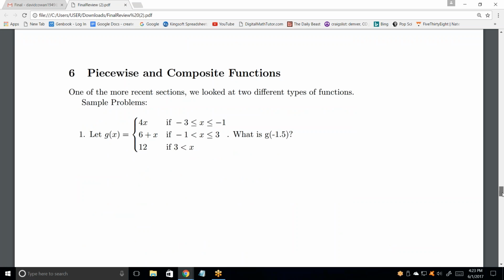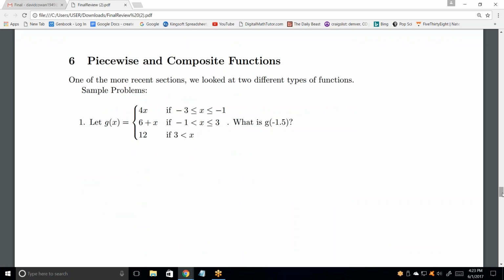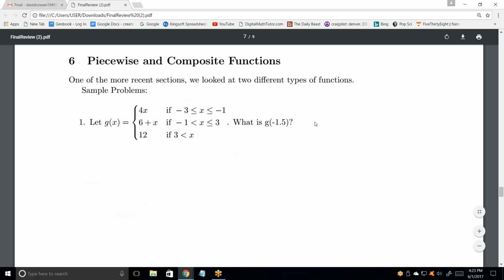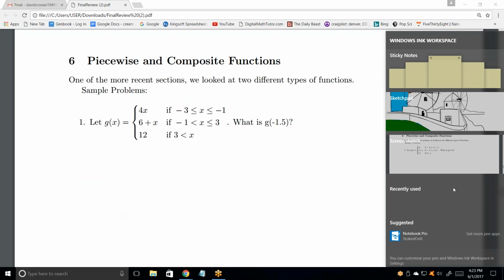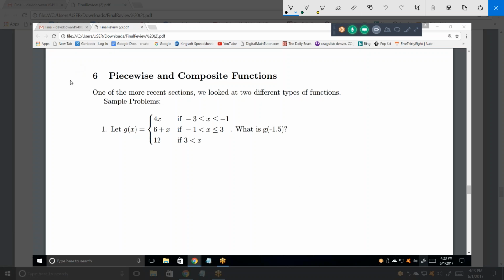Piecewise and composite. This is the easiest subject. We actually did this together. Well, I was going to say, these piecewise functions give my students more trouble than almost anything else in math, and yet they shouldn't. All you have to do is look at it as 3 different types of functions, or 3 different functions.